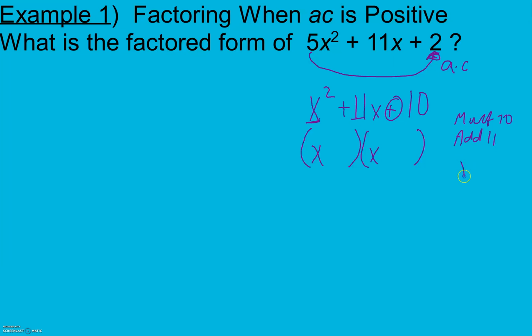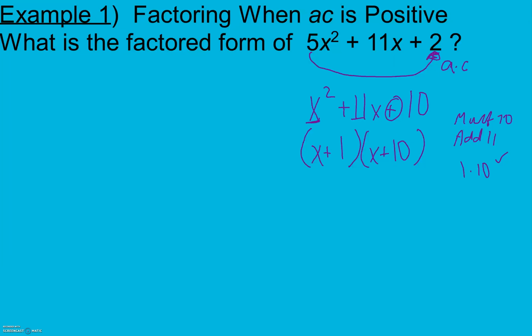My options here for 10 are 1 and 10, which also adds to 11. I could have tried 2 and 5, but that wouldn't have worked. So since I multiplied to a positive 10 and added to 11, my signs are going to be the same. Since my 11 is positive, they're both going to be positive. And I have 1 and 10.